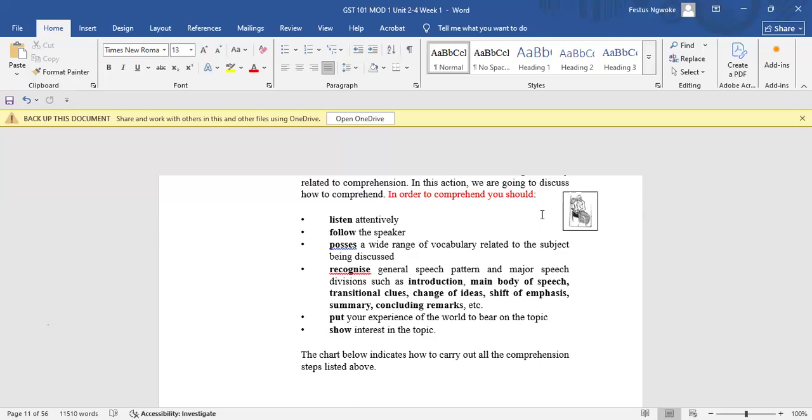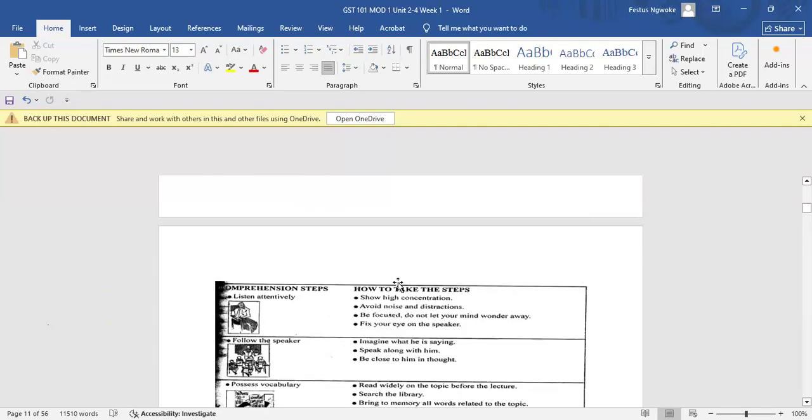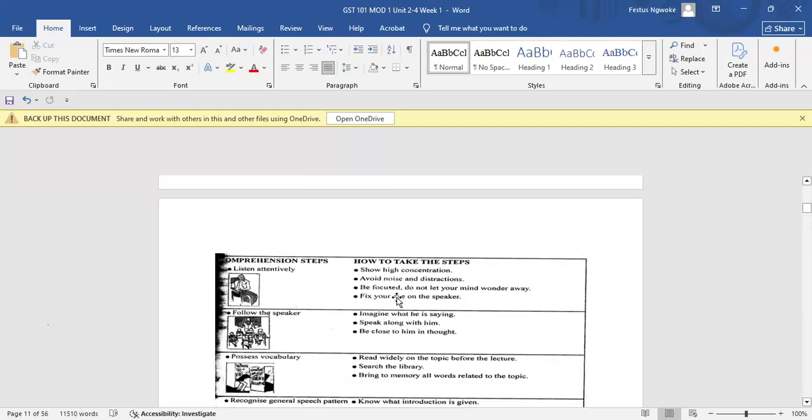So these are some of the things that we do to enable us to comprehend very well. Look at it where it is stated clearly. It is stated in a diagram so that you'll be able to follow. Apart from what we have explained, comprehension steps. You cannot comprehend without listening, and we listen to comprehend. How do we take these steps?